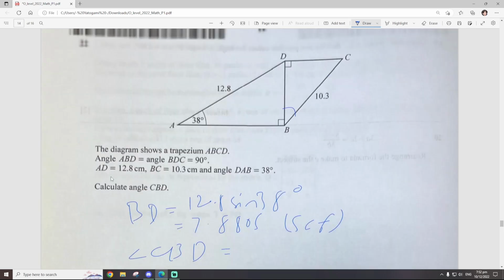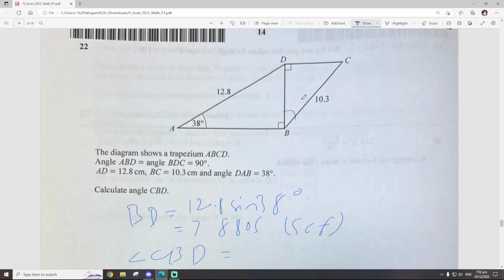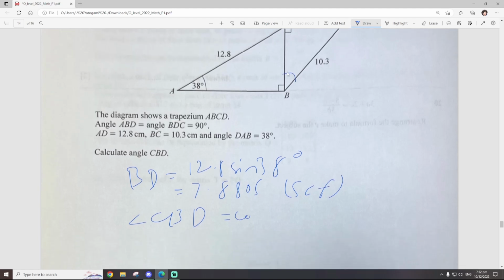And then CBD, it is an acute angle, so we can use an inverse function. Adjacent over hypotenuse, because BD is the adjacent, so we use inverse cosine. Cosine inverse of 7.8805 divided by 10.3. And then you will get 40.1 degrees, 1 dp, if you leave it in degrees.